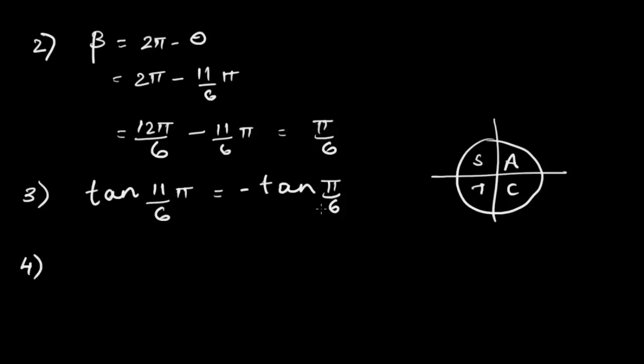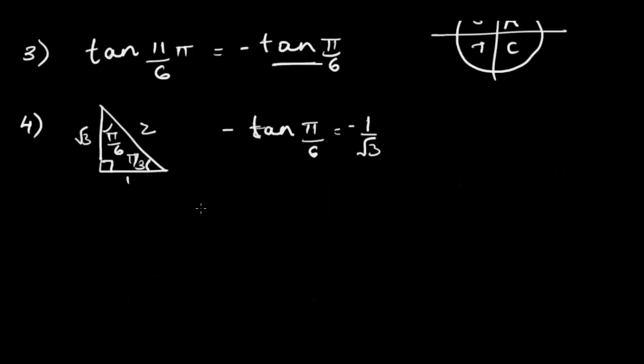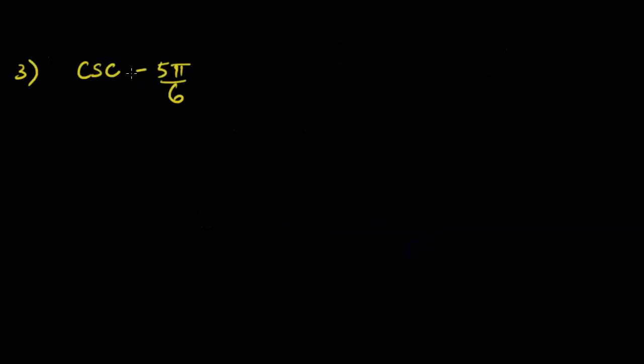Step 4 is to use special triangles to find out the value of tan pi by 6. We know tan of an angle is opposite over adjacent, so that would be equal to 1 over root 3. Because we are looking for negative tan pi by 6, it would be negative 1 over root 3. Therefore, the final answer for this question, the exact value of tan 11 pi by 6, is going to be negative 1 over root 3.